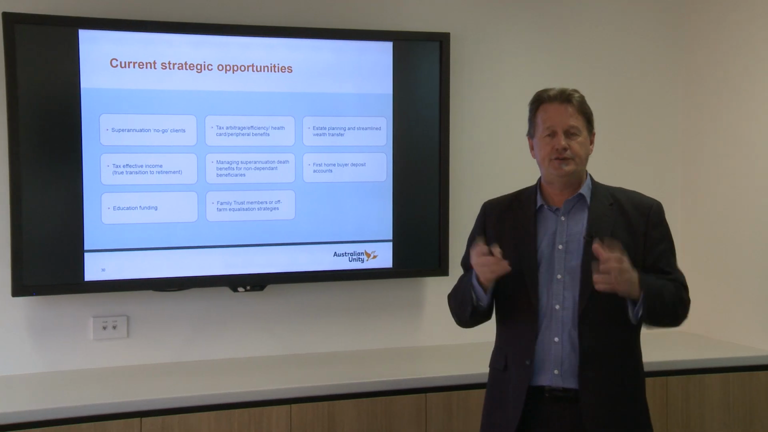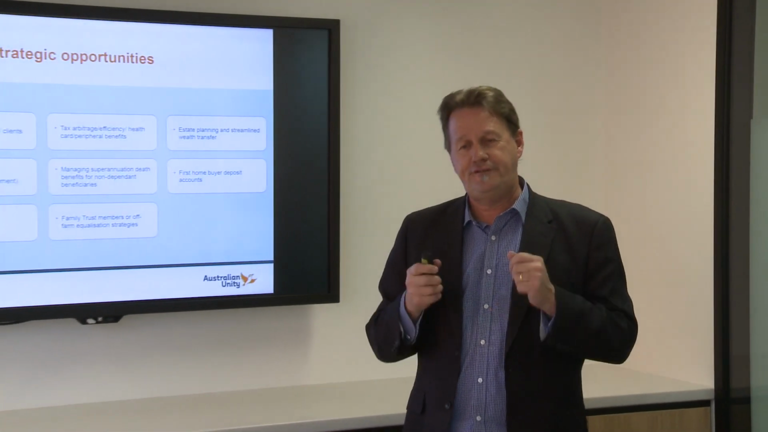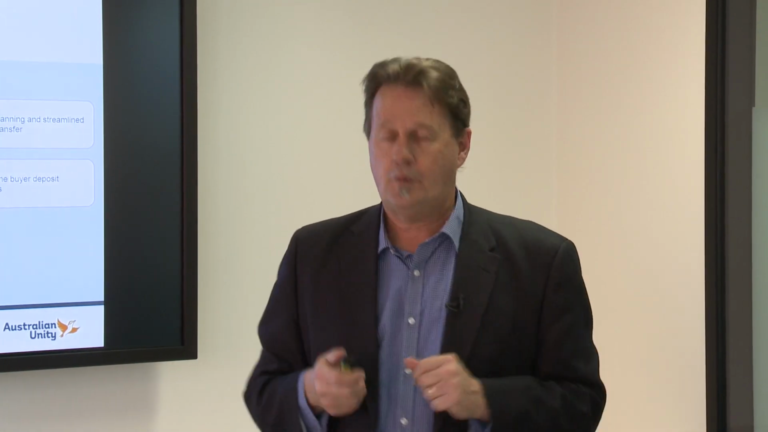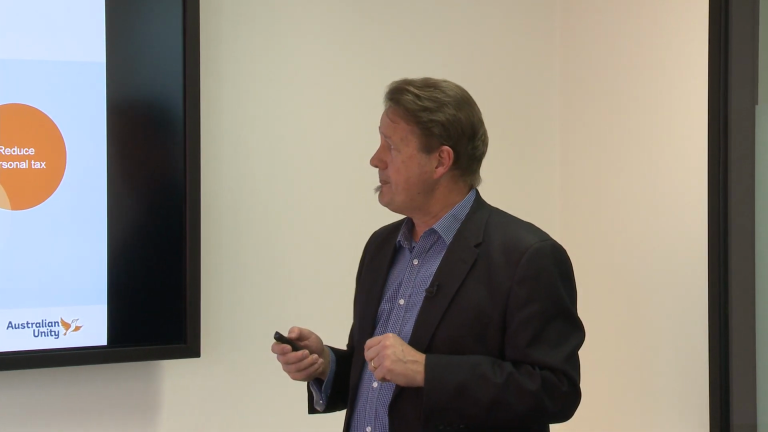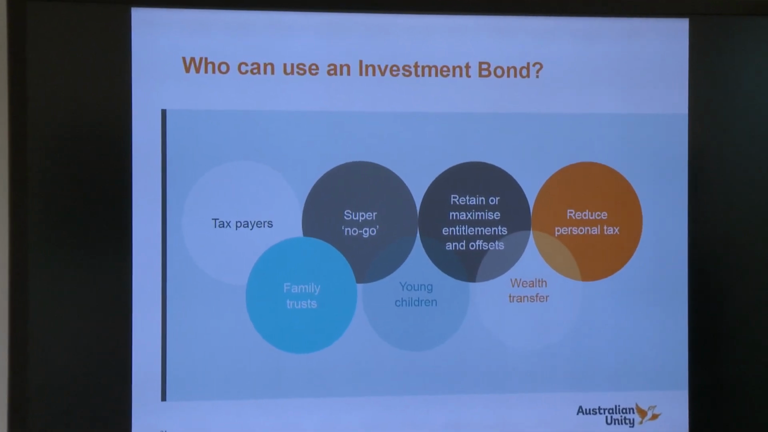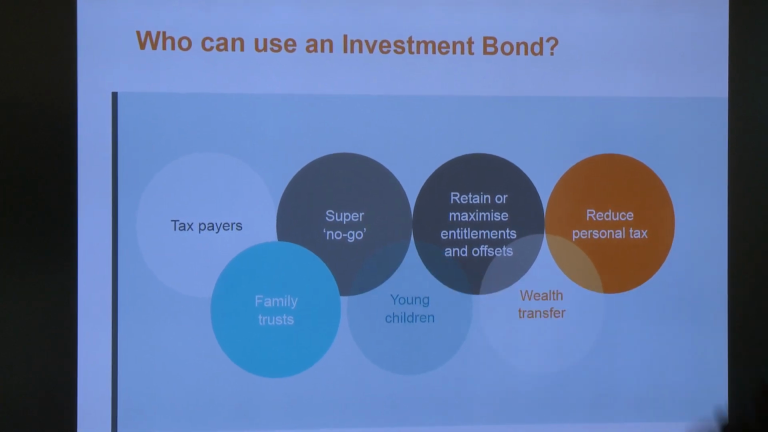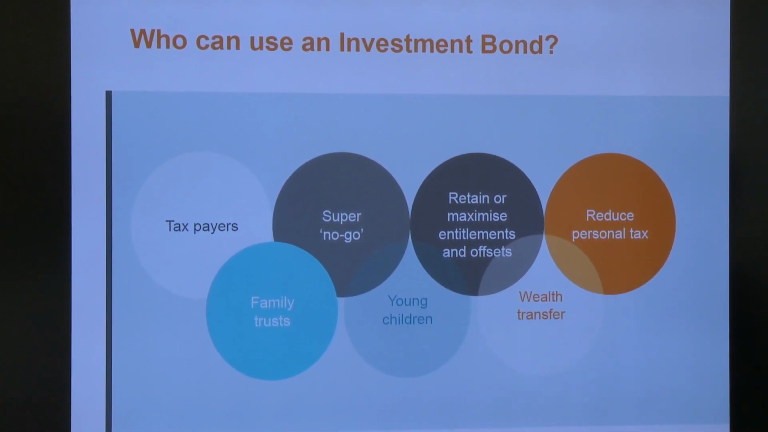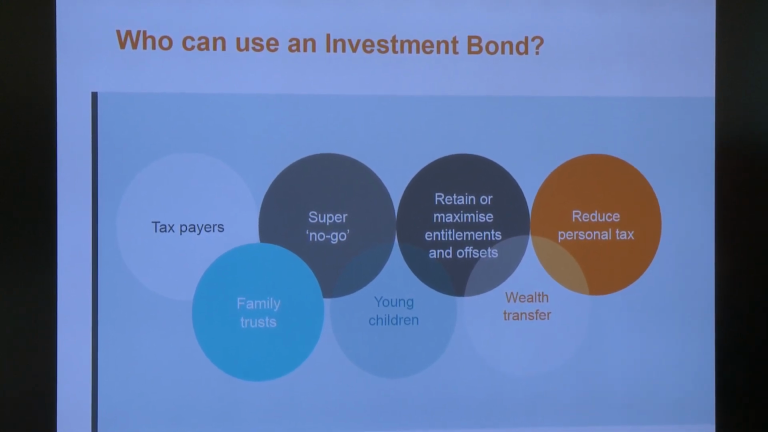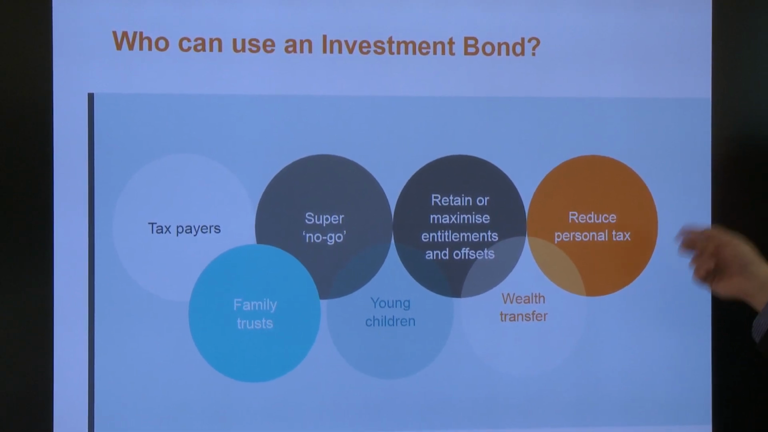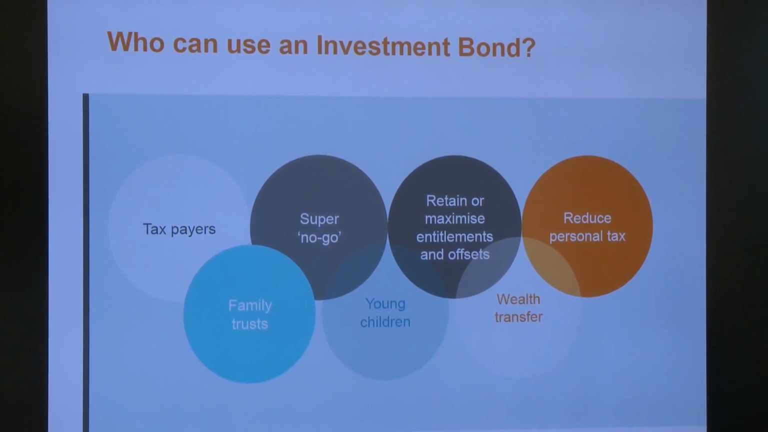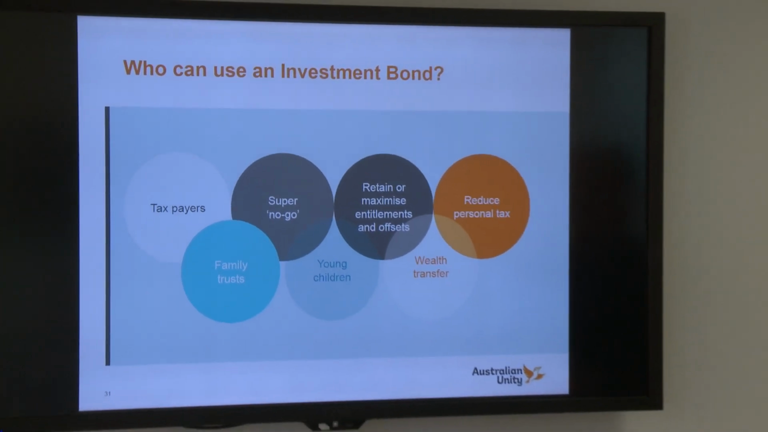Not all of those strategies are going to suit every person. So it's important, if you feel that one of these strategies might work for you, go and talk to your qualified financial advisor, because they can work out for you where an investment bond might work. Are you a super no-go person? Have you got young children who are looking to fund education costs? Have you got estate planning issues you'd like to take care of? Have you got a tax problem right now that you'd like to reduce? Is there a family trust structure that a bond might be able to help you with in reducing distributions from that?